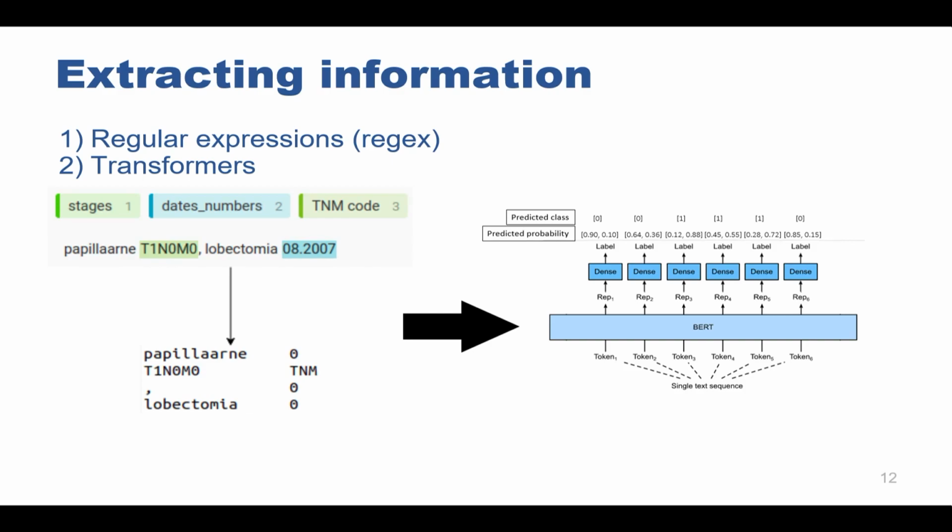Another method that is, let's say, the most reasonable one to some extent, or in some contexts, is using transformers. In order to train these models, we need to have training data in the form of text that has been annotated. So in here, for example, we have annotations for the TNM code and the date. And when we have the annotations, we can train a model to annotate from the text. So we would not need to develop the regex, but instead we'd need to have annotated data.